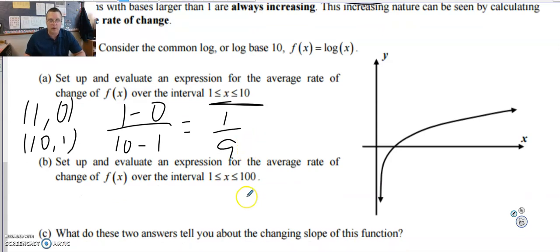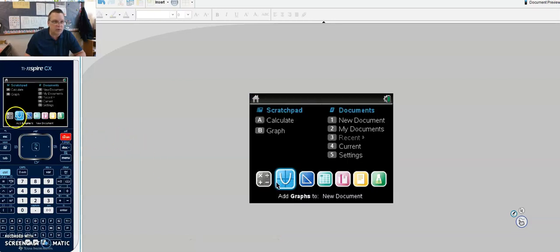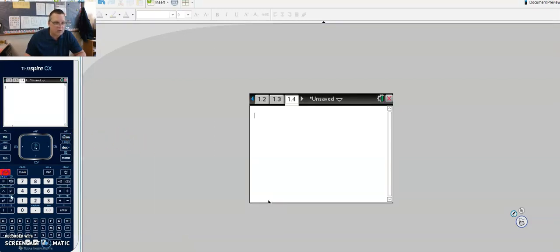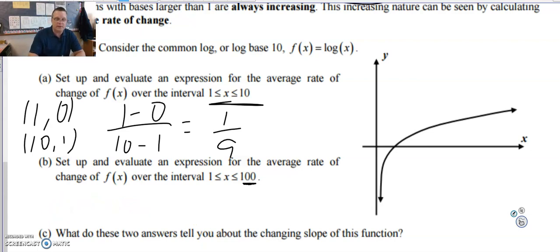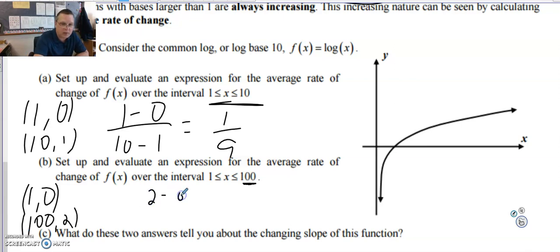Now, when you get to the next one, I would not scroll all the way down to 100. What we're going to do there is you can either just plug right in or use your such that. So control log, and what is it, 100? Now, some of you might already know this. What's it going to be? It's going to be 2. So we have (1, 0) and (100, 2). So that's what you have there. Again, y2 minus y1 all over x2 minus x1, so you get 2 over 99.